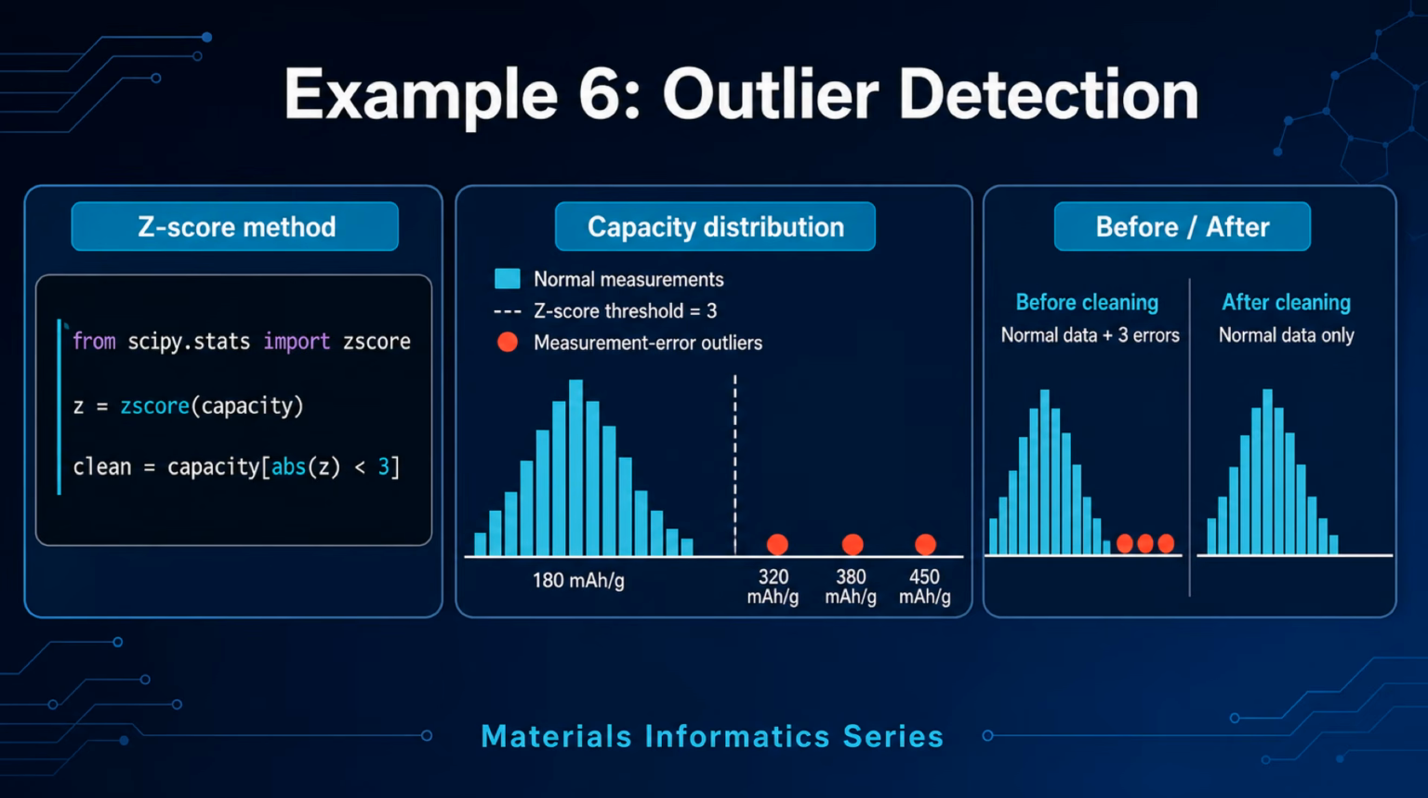Real-world data contains outliers that can corrupt model training. We use z-score to detect values more than 3 standard deviations from the mean. In this example, we identify capacity measurements far beyond any physically plausible value for a layered oxide cathode, which marks them as measurement errors rather than genuinely high-capacity materials. Removing these improves model robustness. Always inspect your outliers before automatic removal, as they might indicate interesting phenomena.